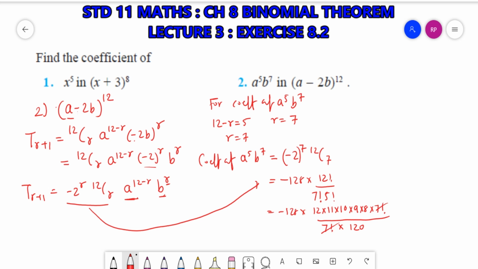So 7 factorial gets cancelled. 12 ones are 12, 12 tens are 120, and 10 and 9 gets cancelled. So minus 128 into 11 into 9 into 8. Okay, when you solve this, you will get minus 101376. Clear? So this was about the second question. Just note it down.